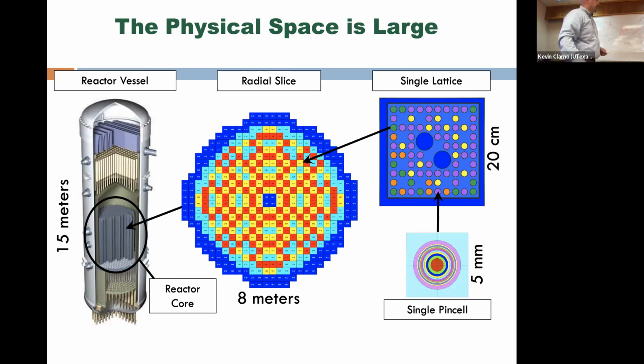So in general, with these reactors, the physical space that we have is really, really big. So we have our reactor core. We have a cylindrical reactor core. Or no, the full reactor vessel is on the order of 10 to 15 meters. When we look at the reactor core itself, the reactor core has about an 8 meter diameter, and the reactor core's height is about 3 meters.